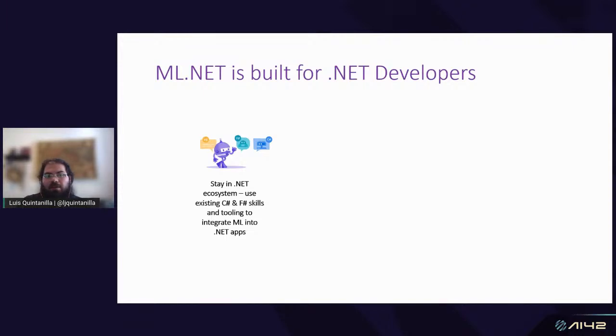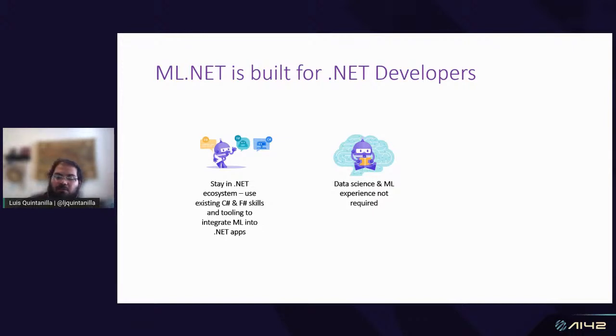So again, ML.NET is built for .NET developers. You can stay in the .NET ecosystem using the existing tools like Visual Studio and the .NET CLI, as well as the languages C# and F# to build machine learning applications and integrate them into your existing apps, which I showed. You can basically build any type of app that you want. Although it's helpful to have data science experience with tooling like Model Builder, ML.NET CLI and AutoML, data science ML experience is not required, at least to start off.